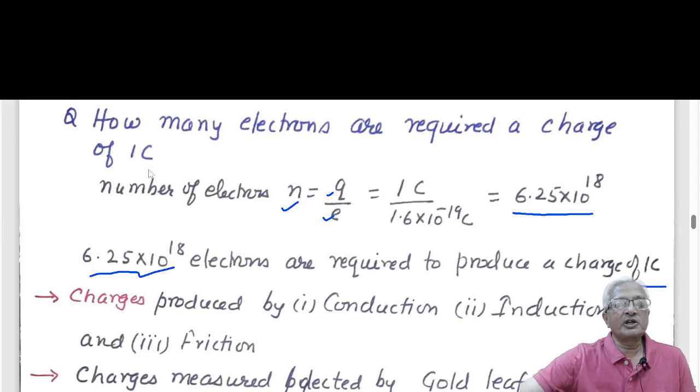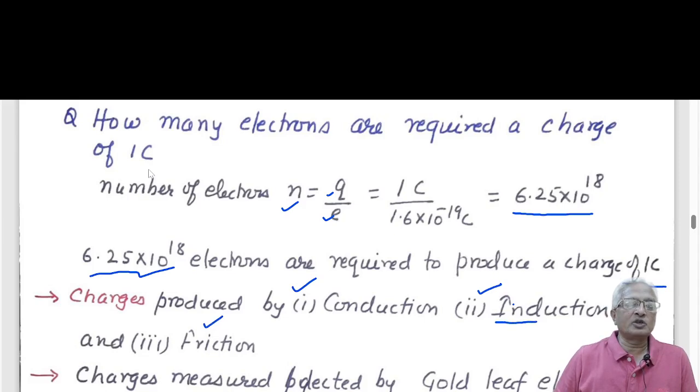How are charges produced? Charges are produced by 3 different methods. Conduction: when a charged body comes in contact with another uncharged body, the charge flows from one body to another. That is called conduction. The second method is induction. When a positively charged body is brought closer to another uncharged body, it induces equal and opposite charge in the other body, without contact, action at a distance. So it is called induction.